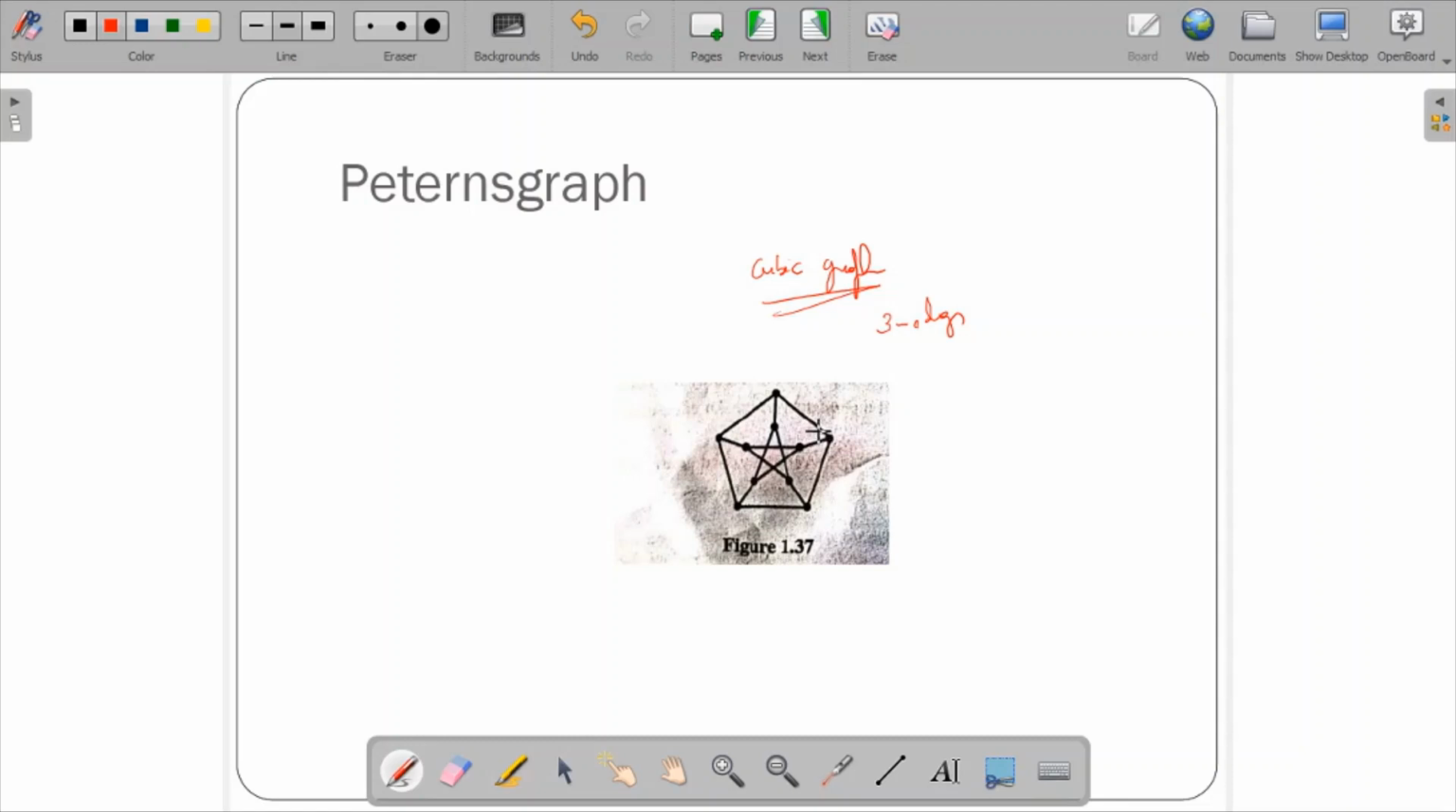Other than that, this particular cubic graph has 10 vertices and 15 edges. It has 10 vertices and 15 edges. That's why it is called Petersen's graph. So this is regarding Petersen's graph.